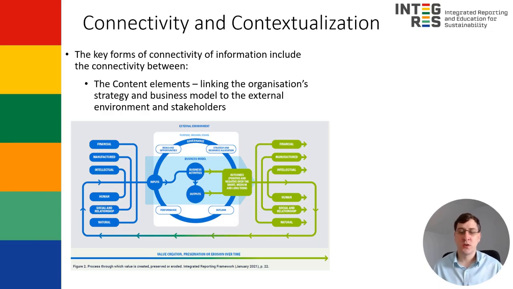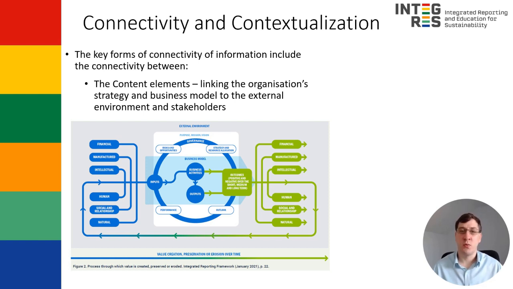In this unit, we're going to continue our discussion of connectivity and see how connectivity can be used to contextualize the KPIs that are reported. In this case, we're talking about the connectivity between the content elements, how an integrated report should link an organization's strategy and business model to the external environment and stakeholders.